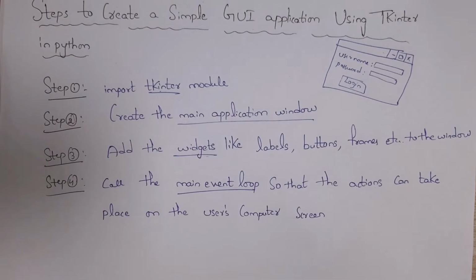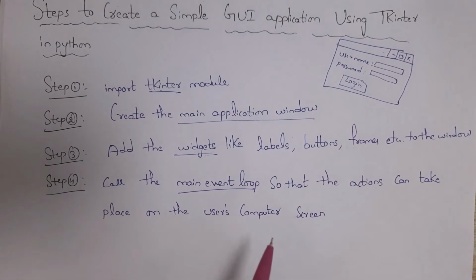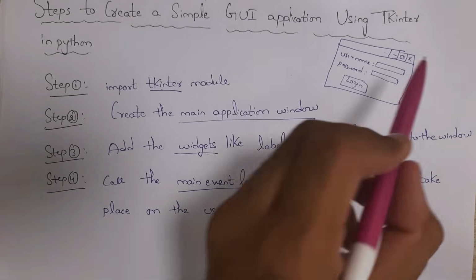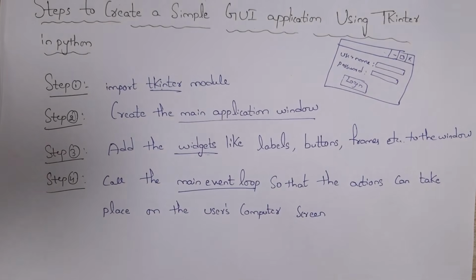And at last the fourth step is call the main event loop so that action can take place. At last in your program, you need to call the main event loop so that it will display output. In order to display this output, we need to call the main event loop. These are the 4 steps that we need to follow in order to create any graphical user interface application. Guys, I will give one simple program in order to create a GUI application. This is the first tkinter program, to create a welcome window.